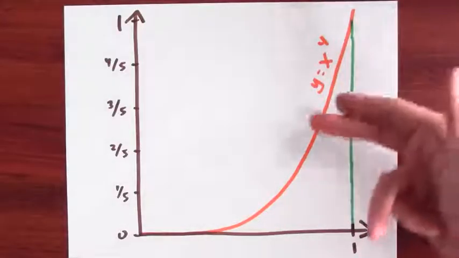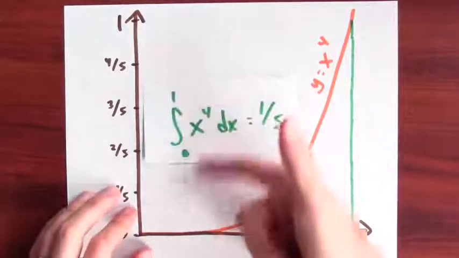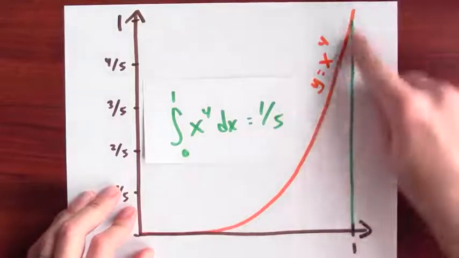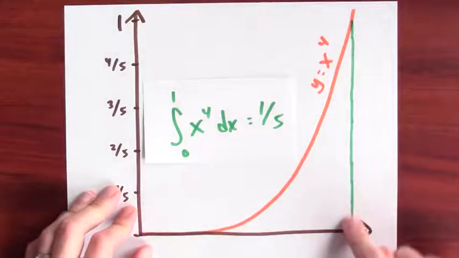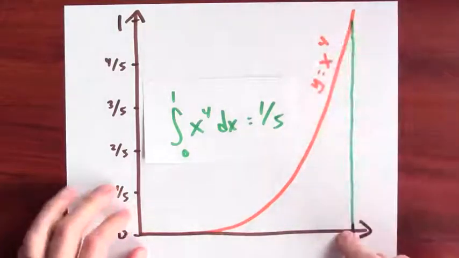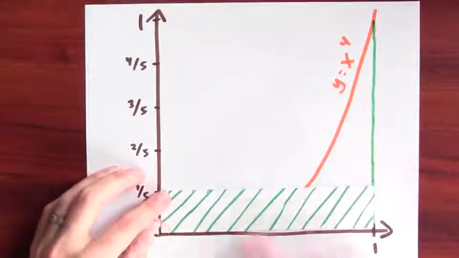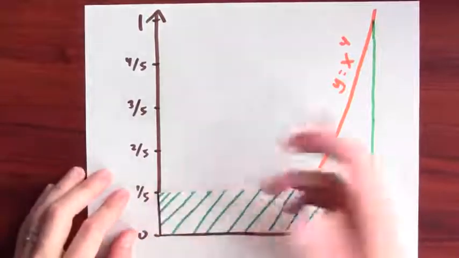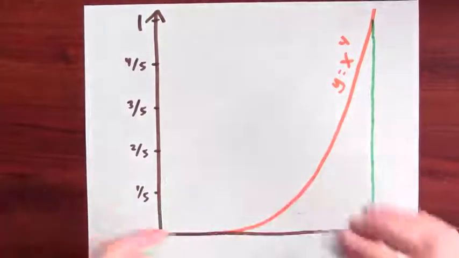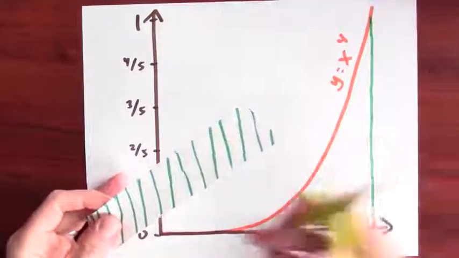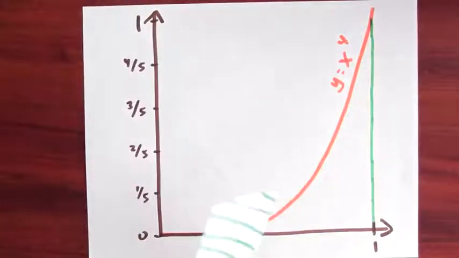I can really see this fact. So here's a graph of the function y equals x to the 4th, and what we just saw is that the integral from 0 to 1 of x to the 4th dx is 1/5. So there must be 1/5 of a square unit of area underneath this graph. Let me get out my scissors. Well, here's a rectangle, and the width of this rectangle is 1, and the height of this rectangle is 1/5. So this rectangle contains 1/5 of a square unit of area, and that's the same as the area under this graph. So let me cut this rectangle a bit.